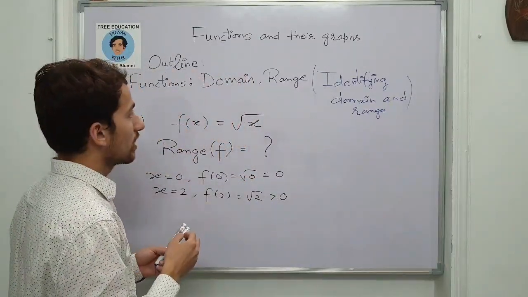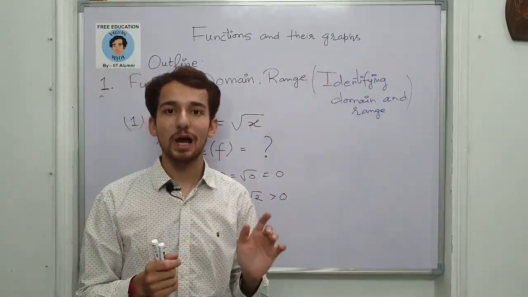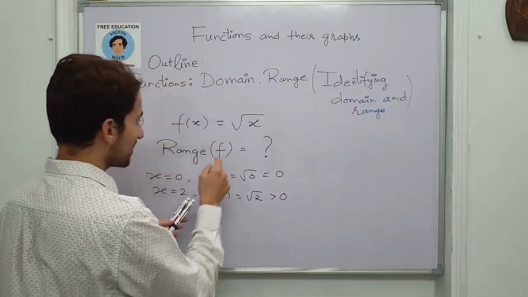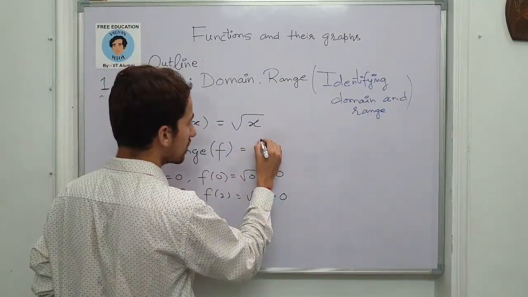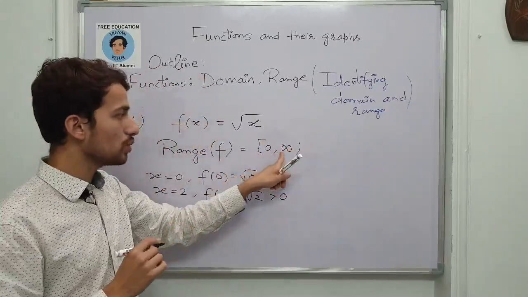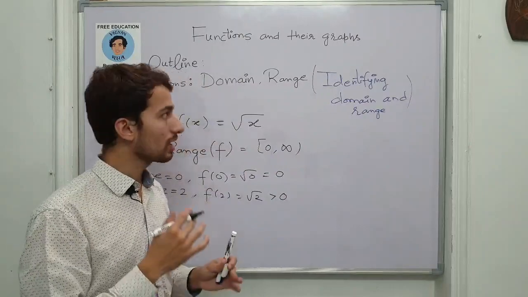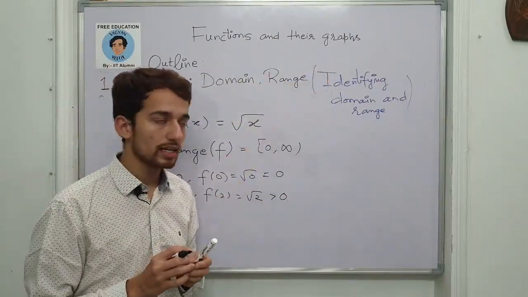So when I will be discussing the graph, you will easily understand how the range of this function is basically again the same interval, 0 to infinity. Fine. So I'll be answering this in this video itself, when we'll be discussing how the graph is defined.